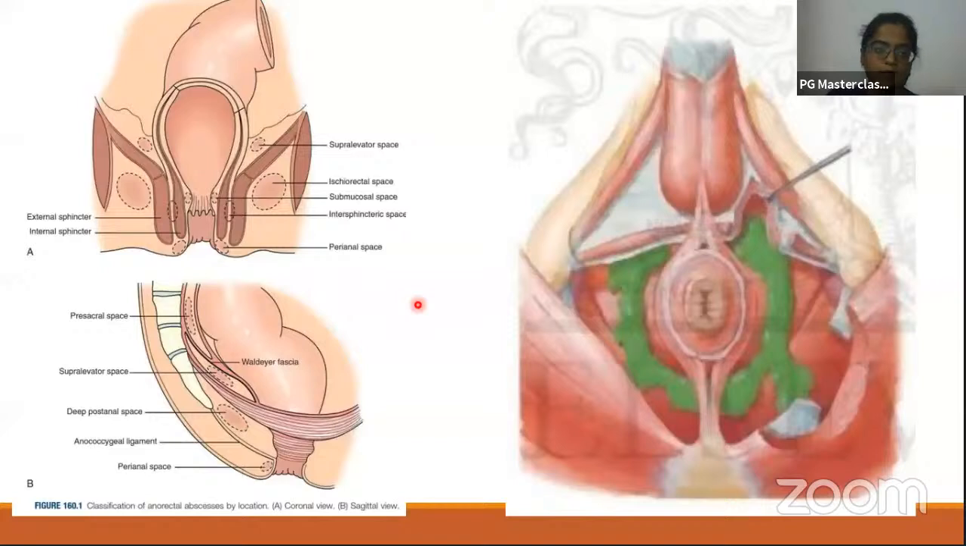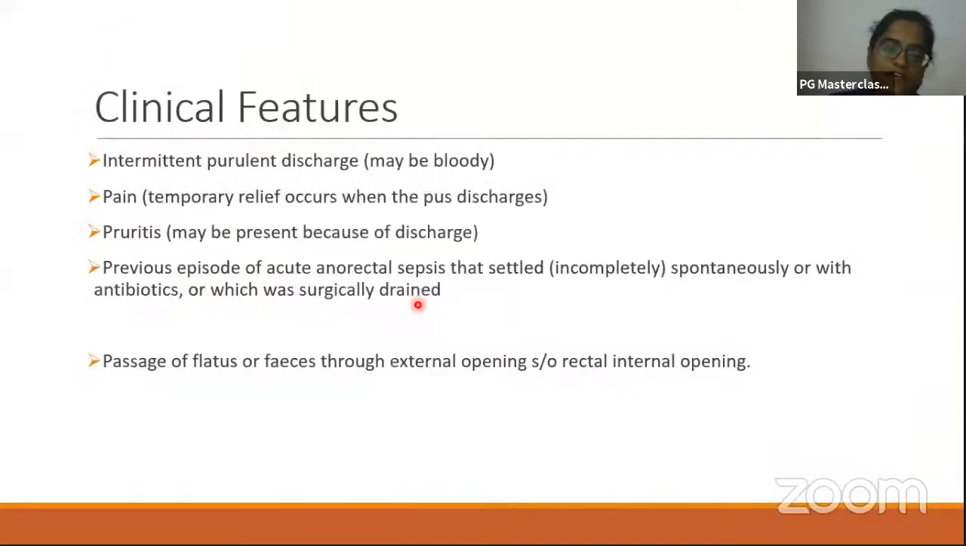Carry on. Clinical features of fistula: intermittent purulent discharge, which may be bloody occasionally. There is pain, and temporary relief of pain occurs when the pus discharges. Pruritus can be present because... Sorry, go back one slide.